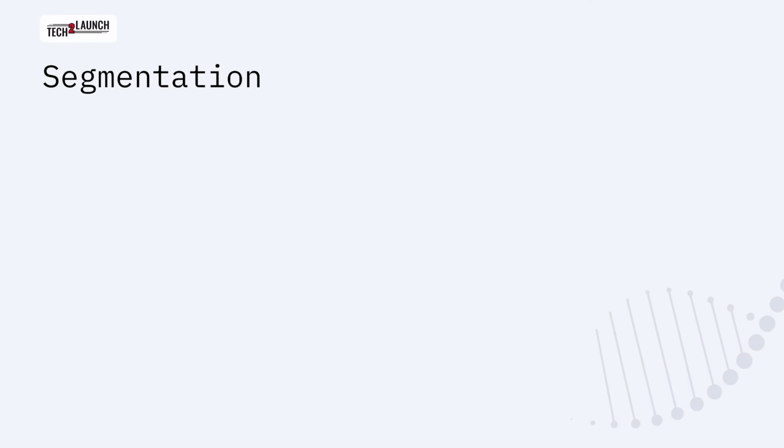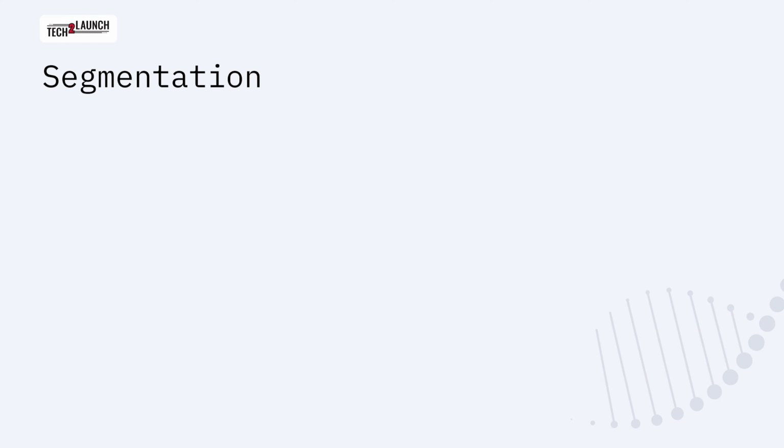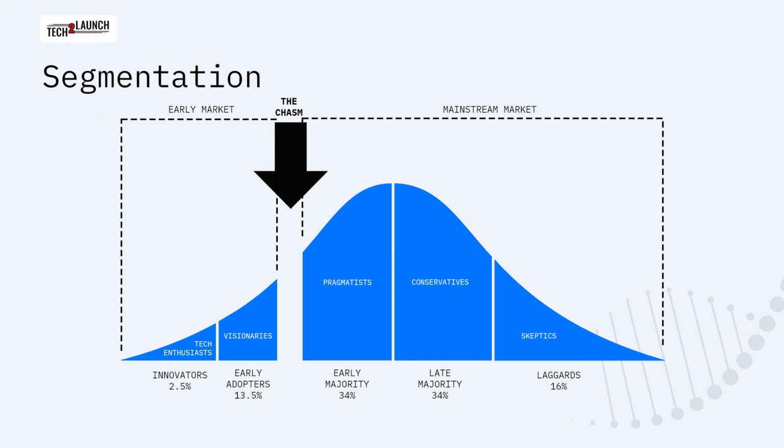Segmentation is how you cross the chasm, the gap between early adopters and mainstream buyers, as Moore outlines in Crossing the Chasm. He splits the adoption curve into 5 groups. You have your innovators, early adopters, early majority, late majority, and laggards. The chasm sits between early adopters and early majority, where many startups falter.